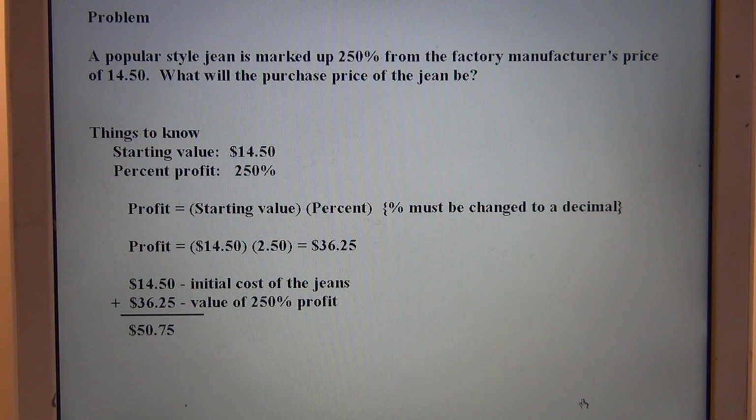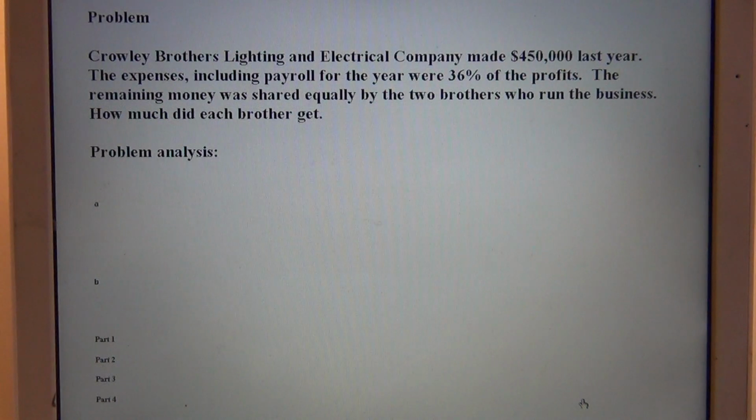Well, good. Let's take a look at one more problem. Crowley Brothers Lighting and Electrical Company made $450,000 last year. The expenses, including payroll for the year, were 36% of their profits. The remaining money was shared equally by the two brothers who run the business. How much did each brother get?